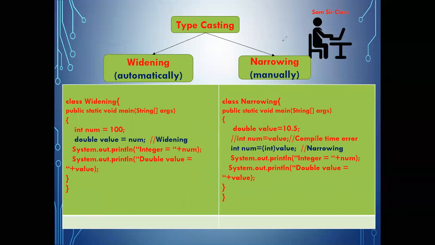So overall, typecasting is of two types. One is done automatically, another you have to do manually. Whenever you are storing a smaller size data type in, or converting to, a larger size data type, typecasting will be done automatically. Whenever you do the reverse, storing a larger size value in a smaller size data type, you have to do the conversion manually by specifying the destination data type within brackets. Clear?